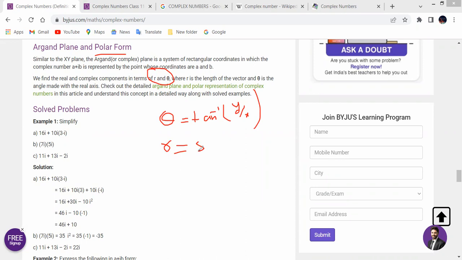x is equal to r cos theta. Similarly, y will be equal to r sin theta. So this r will be the modulus of the complex number we had discussed earlier.